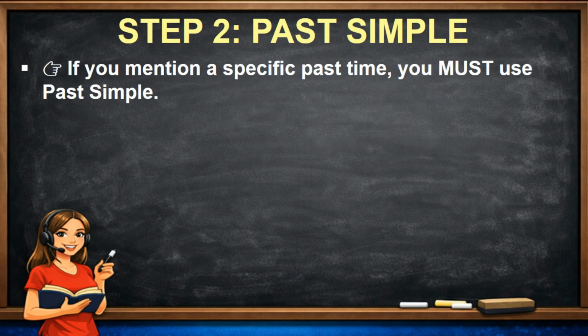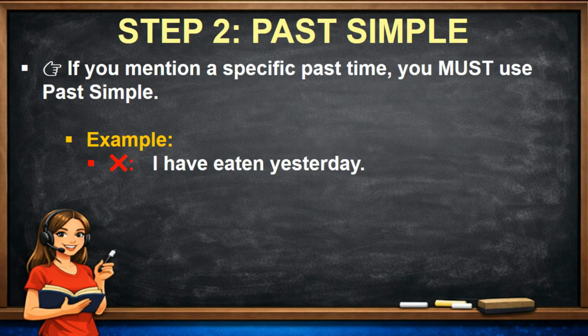Bear in mind, if you mention a specific past time, you must use past simple. Example. This sentence is incorrect: I have eaten yesterday. But this sentence is correct: I ate yesterday. Easy so far, right?